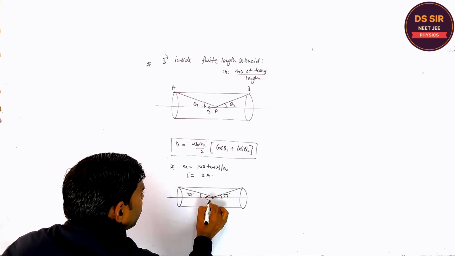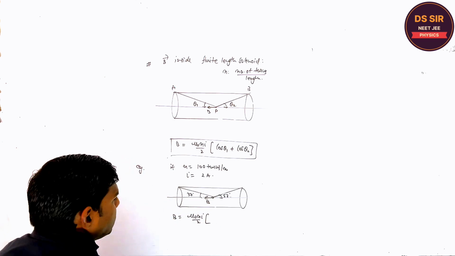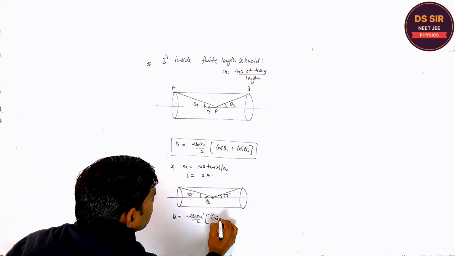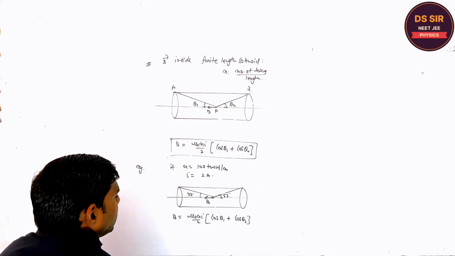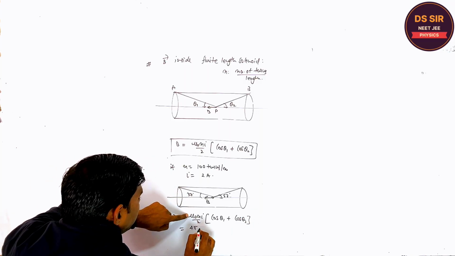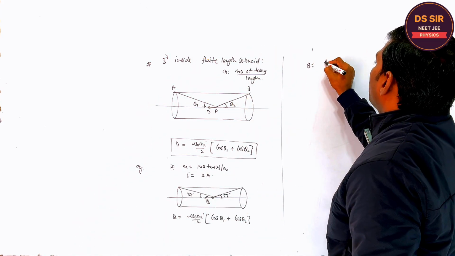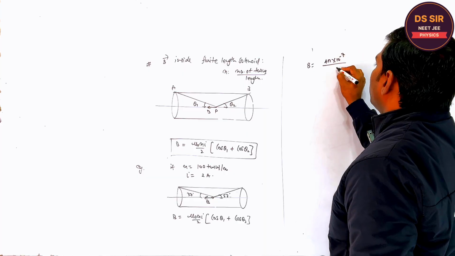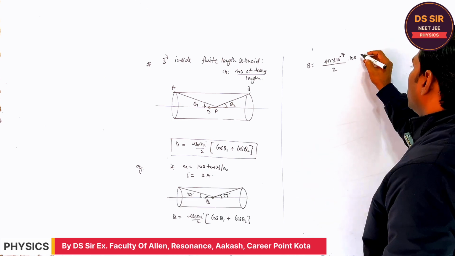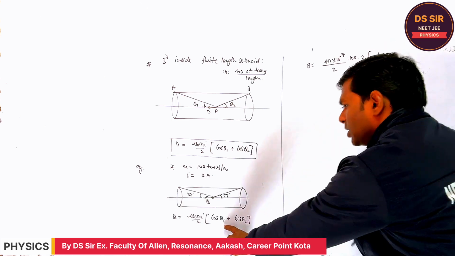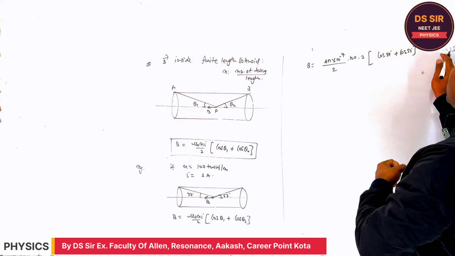So at this point you have to find the magnetic field: mu naught Ni by 2 times (cos theta 1 plus cos theta 2). What is the cos theta 1? Yes, and what is the cos theta 2? 53. So I'm putting the values; mu naught is 4 pi into 10 to the power minus 7. B is equal to 4 pi into 10 to the power minus 7 upon 2, n is 100, I is 2, times (cos 37 plus cos 53). Is it clear or not?